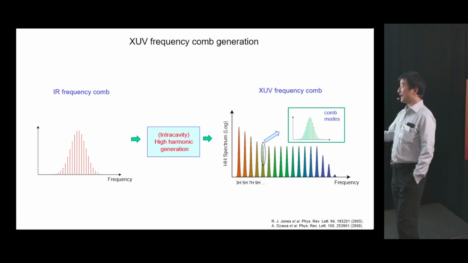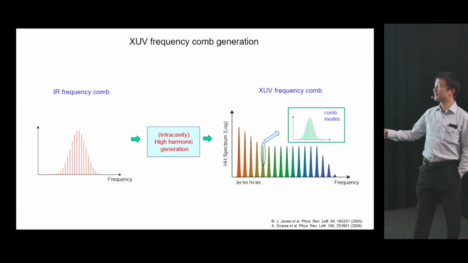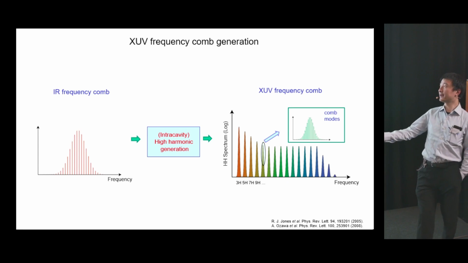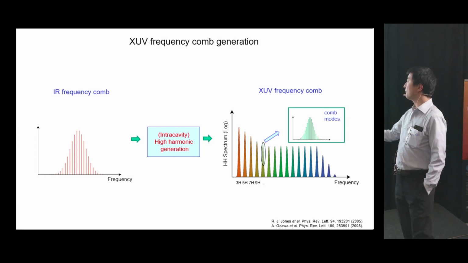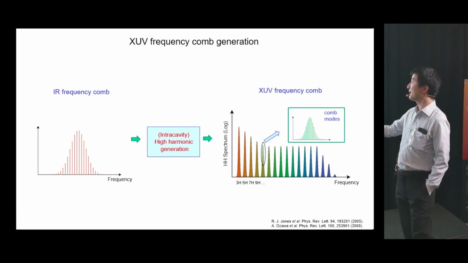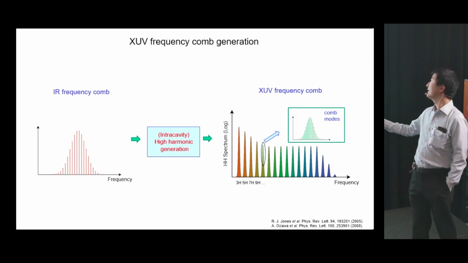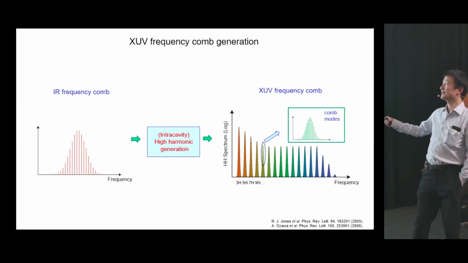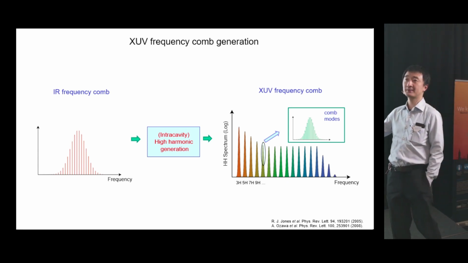And to drive this high harmonic generation process, we start from high power infrared frequency combs. And then for each of these odd-order harmonics, we expect there is a frequency comb structure that's inherited from this infrared frequency comb structure.